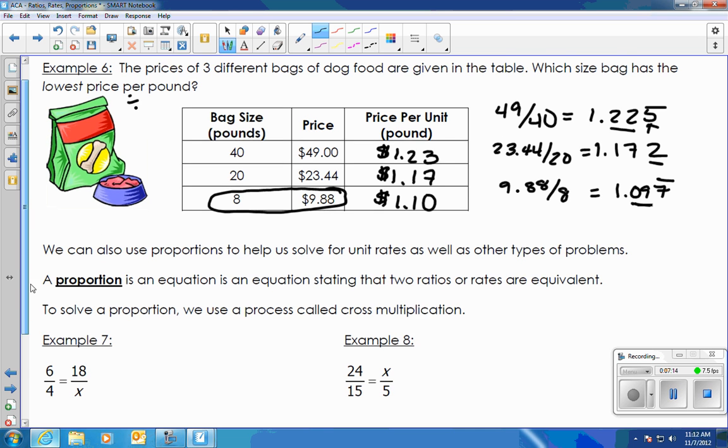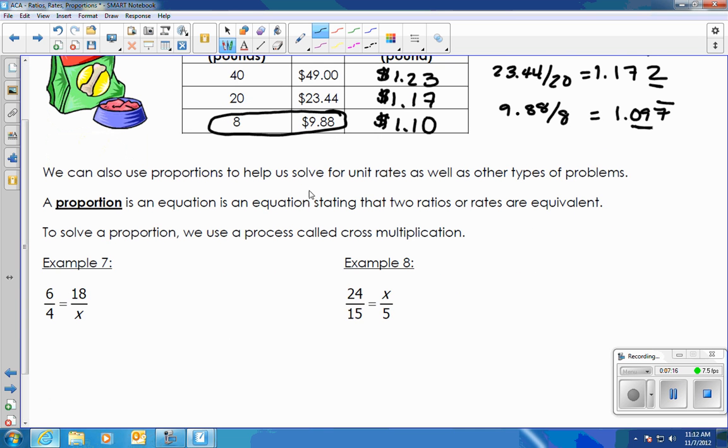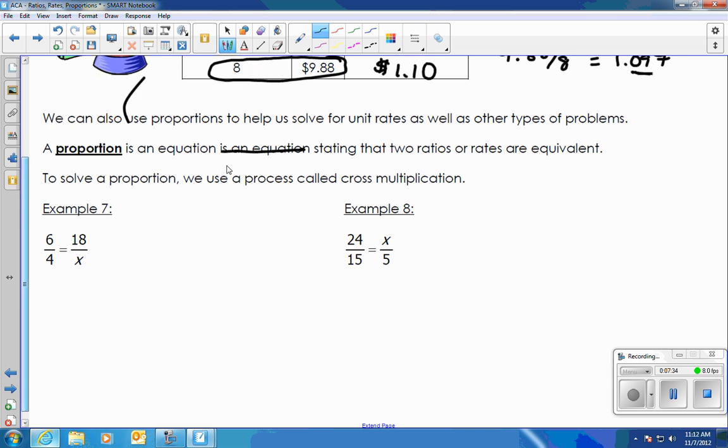Now we don't always use division. Sometimes we use proportions to help us solve for unit rates, as well as other types of problems. A proportion is an equation stating that 2 ratios or rates are equivalent. So to solve a proportion, we use a process called cross multiplication. You should have seen this last year.